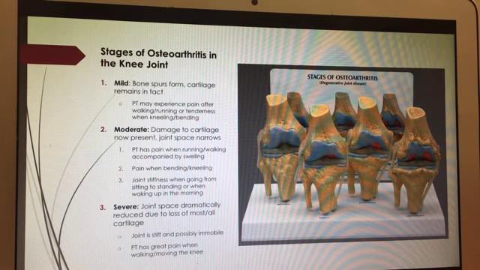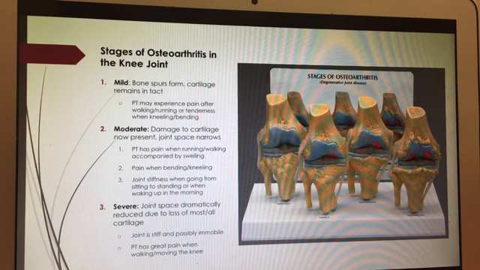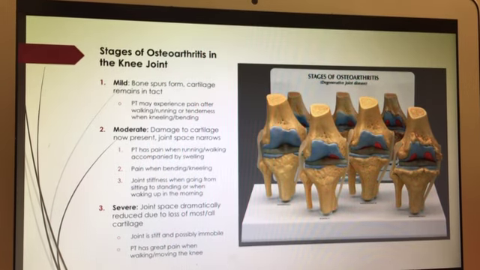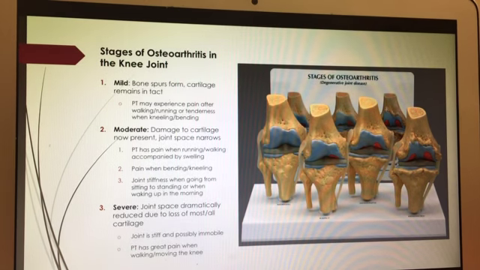Now, the second stage of osteoarthritis is the moderate stage, and this is the third model. Damage to the cartilage is now present, as you can see in the red areas that represent joint cartilage erosion, and the joint space also narrows. The patient has pain when running or walking and is accompanied by swelling. The patient also experiences pain when bending or kneeling, and there's joint stiffness when going from a sitting to a standing position or when waking up in the morning. So after not using the joint for a while, the patient may experience pain.